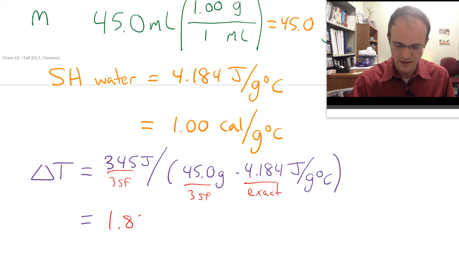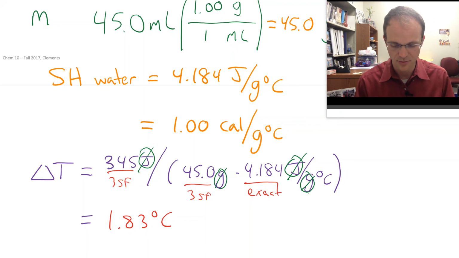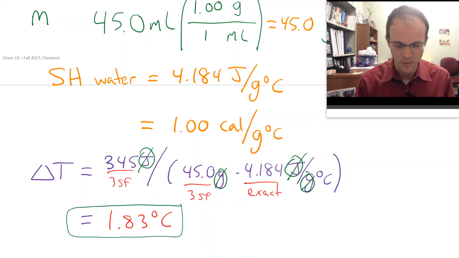You plug that into your calculator, and you should get 1.83 degrees Celsius. How did I know the units? Well, I canceled out the things that can cancel. This joules cancels with this joules because one was on top, one was on bottom. This grams cancels with that grams, one on top, one on bottom, and the only unit left is degrees Celsius. So we get that we can heat up the water by 1.83 degrees Celsius. Okay, hope that problem was helpful.